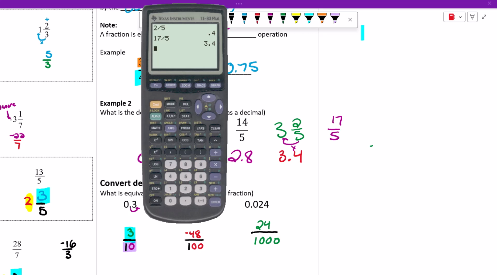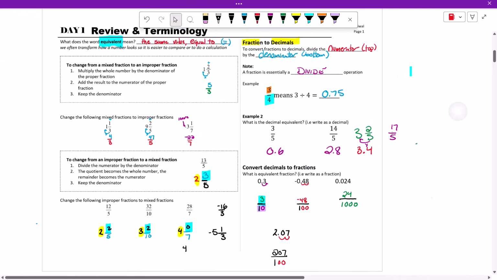And you should know both ways, because next year there'll be some tests that you are not allowed to use a calculator on. Some tests you're allowed to use a calculator on. So one method might be easier with a calculator, and one method is easier without a calculator. So you have to be able to do both of them. All right, so we talked about converting last day.